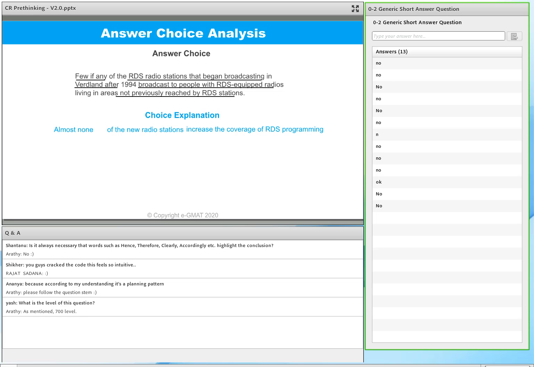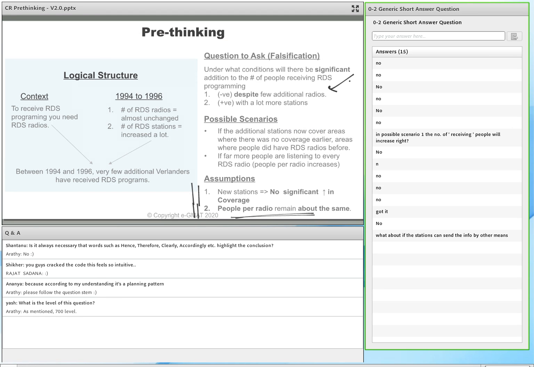Okay, so let me just bring back your poll. Yes. What if stations can send information by other means? No, they can't, because it's given in the argument to you. To receive RDS programming, you need RDS radios and the transmitting stations. You can't go against stuff in the argument. No, don't do that.